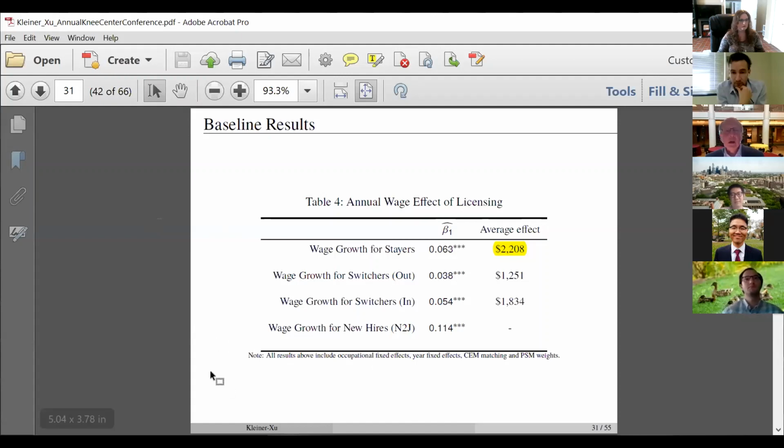The wage growth for new hires also tends to be positive. That is, we can measure individuals who are moving from not being in the workforce into a licensed occupation. Their wages also tend to be statistically significantly higher. We can't get wage changes because they were not in the workforce in the previous period. So in general, people who are in licensed occupations and stay there tend to gain.